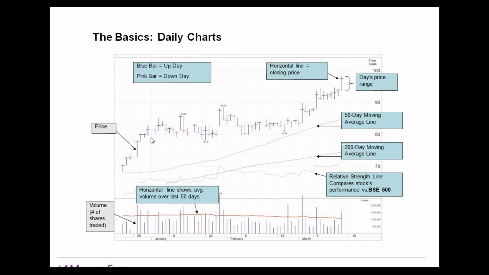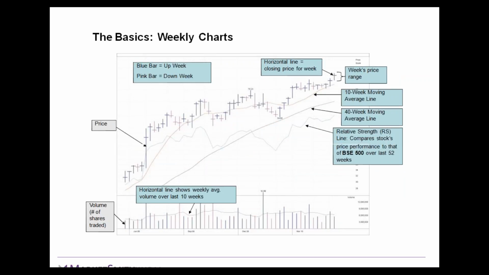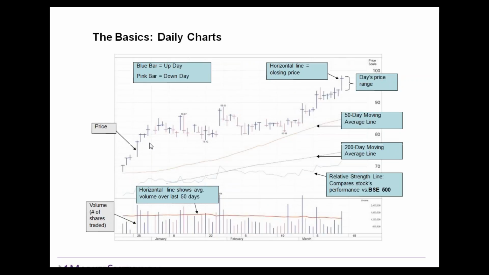If it's a daily chart, one bar represents 1 day, and if it's a weekly chart, one bar represents 1 week. This is a daily chart, so one bar represents 1 day. You'll see there are a few blue days and a few red days. Whenever a stock closes positive, it is represented by a blue bar, and whenever a stock closes negative, it shows a red bar.